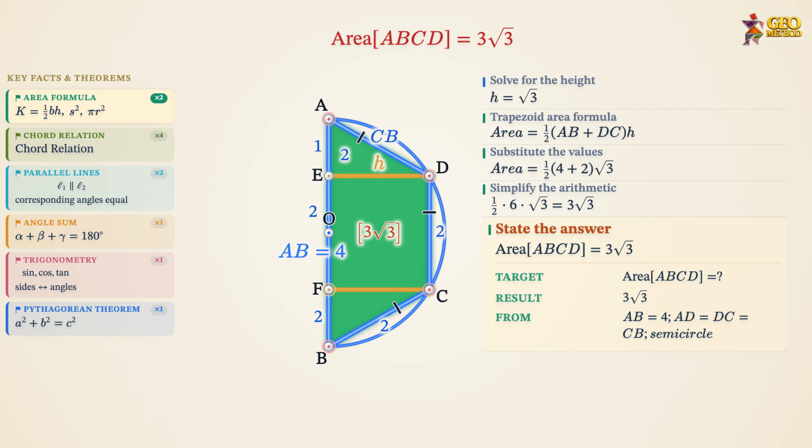So the answer is 3 square root of 3. The final answer is 3 square root of 3.